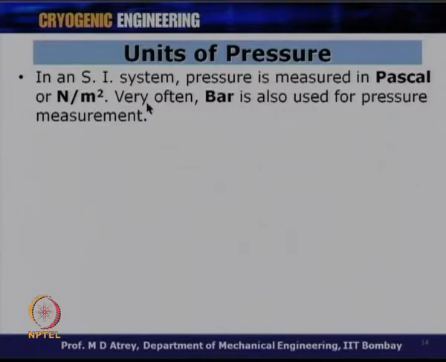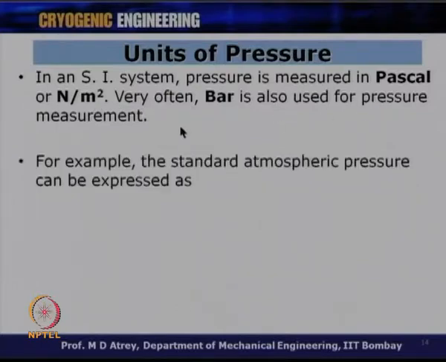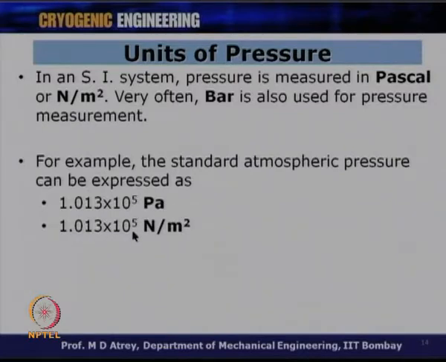So, let us understand what the normal units of pressure are, and then we will define how we refer to different vacuum levels. In SI units, pressure is measured in Pascal or Newton per meter square. Very often bar is also used for pressure measurement, you know this. For example, the standard atmospheric pressure can be expressed as 1.013 × 10^5 Pascal, or 1.013 × 10^5 Newton per meter square.